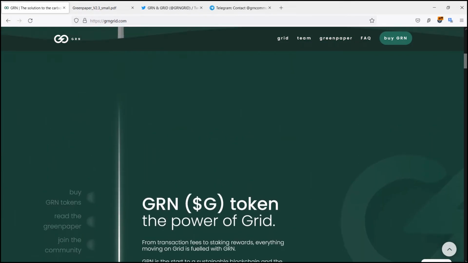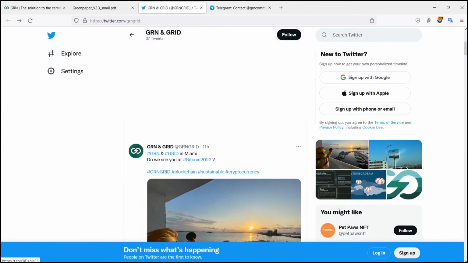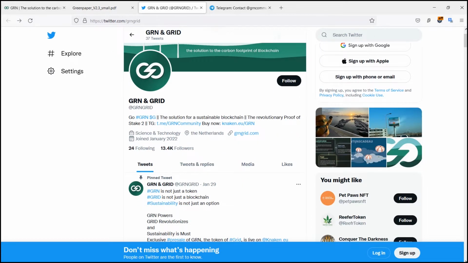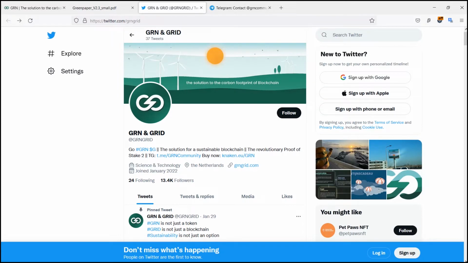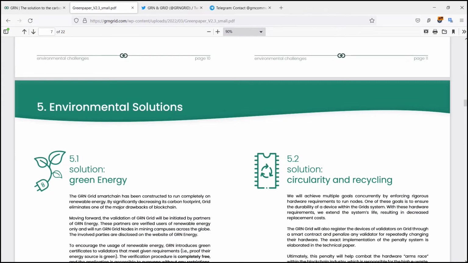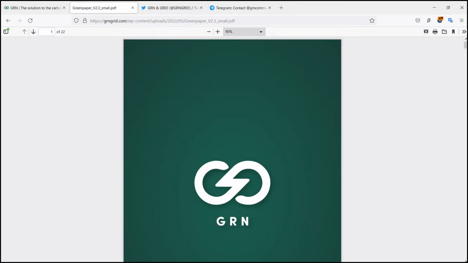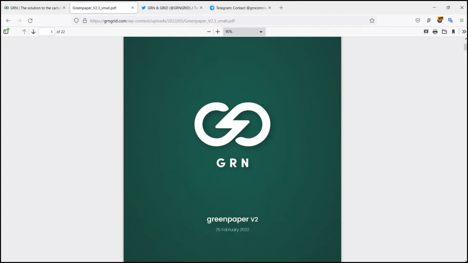Today we are going to talk about GRN and GRID throughout this video. GRN and GRN GRID are the future of crypto projects, delivering a sustainable blockchain platform based on renewable energy resources and supporting clean energy campuses, minimizing e-waste and blockchain energy consumption throughout the world to promote a future ecosystem focused on decentralization, sustainability, and environmental initiatives.